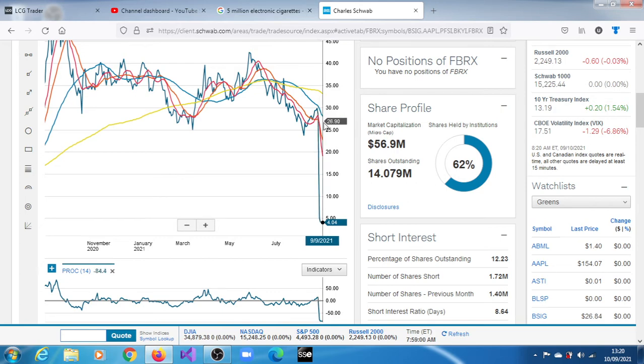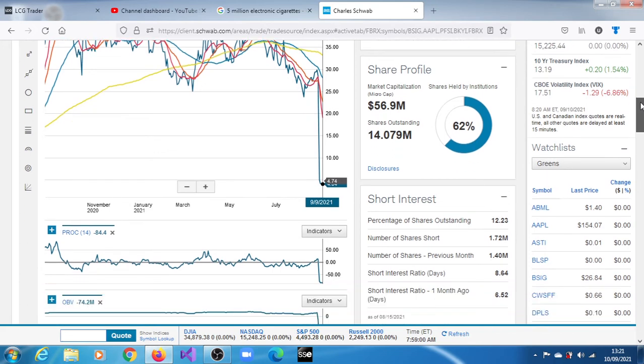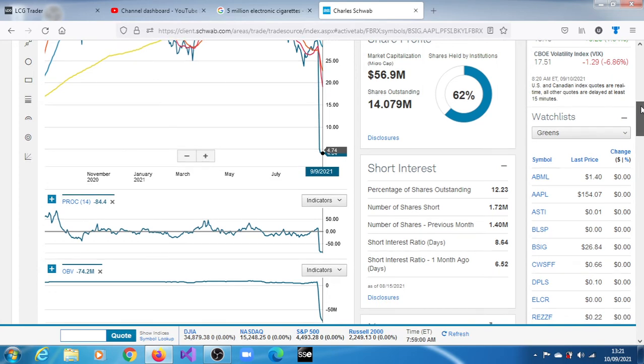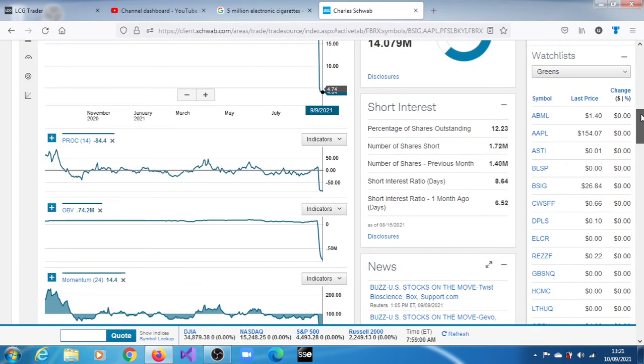You can see this huge drop occurred. When did it occur? It occurred on the 3rd of September. It just dropped and collapsed. And since that time it has moved sideways, but downwards as well. We can see here it has shares outstanding of 14.079 million shares.